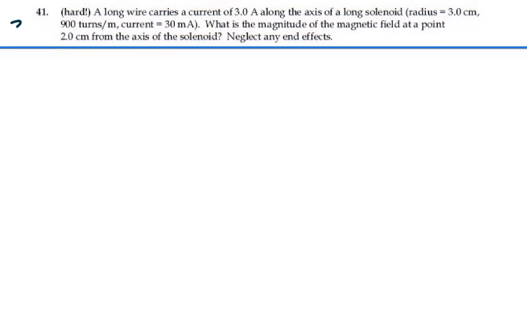Here's problem 3041. A long wire carries a current of 3 amps along the axis of a long solenoid, radius 3 centimeters, 900 turns per meter, current of 30 milliamps. What is the magnitude of the magnetic field at a point 2 centimeters from the axis of the solenoid? Neglect any end effects.